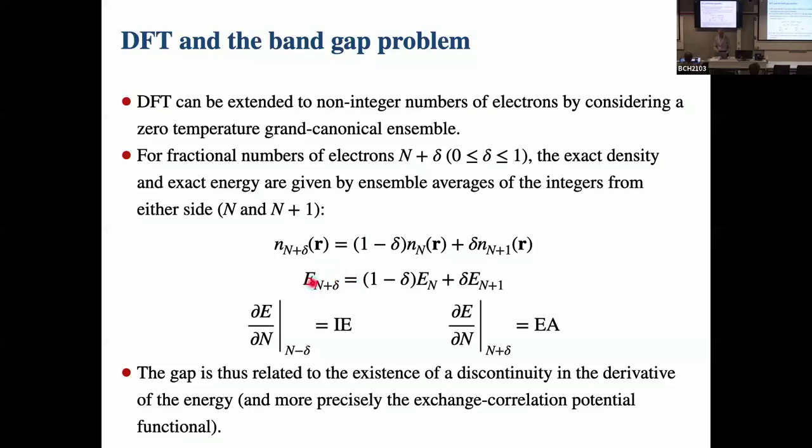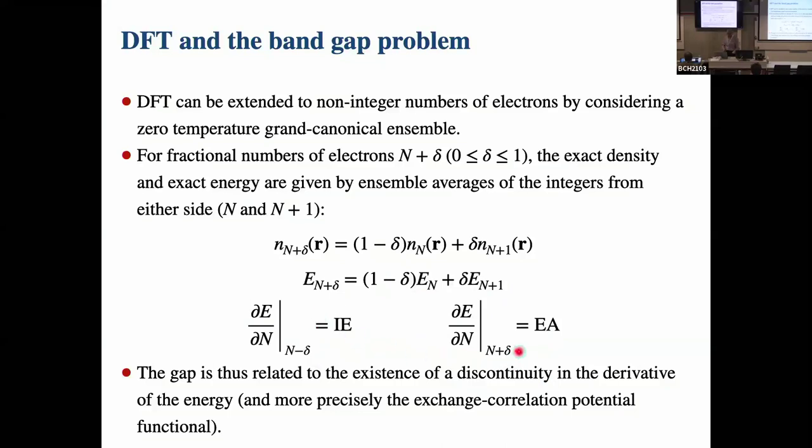In the same way, the energy of that system of N plus delta electrons is a linear combination between the two. And in fact, when you do this, you can see that the derivative for a number of electrons smaller than N, so N minus delta, will give you the ionization energy simply by putting E_N and E_{N-1} here. And the other one is when you take the derivative for N plus delta, you get the electron affinity, because that's E_N and E_{N+1} there.